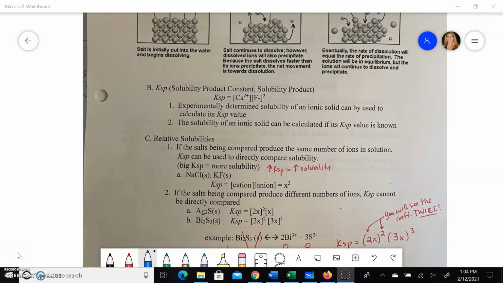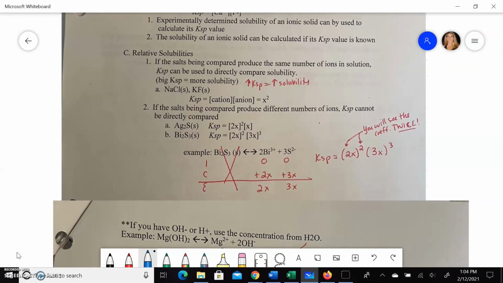And you can go back and forth. If you know the solubility of an ionic solid, you can use that to calculate the KSP. Or if you know the KSP, you can use that to calculate the solubility. We can also use KSP to compare several different salts, but we can only do that if they have the same number of ions that they break into. They have to break into the same number of ions or else we can't compare them.